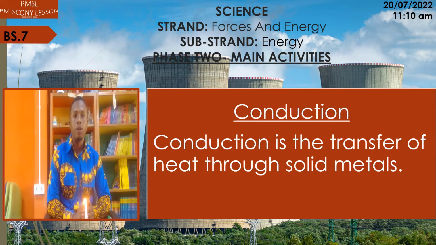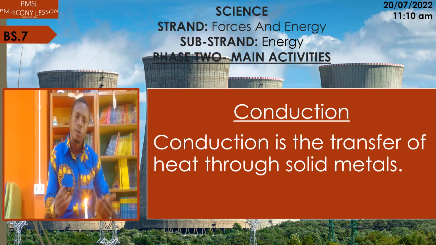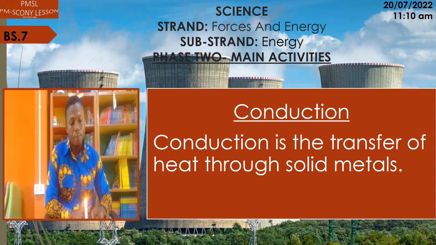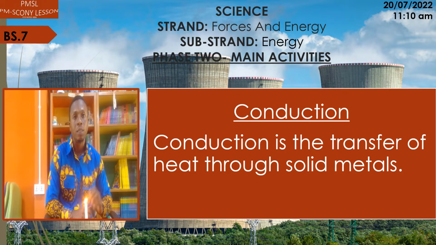We are learning about the meaning of conduction. As I'm saying, conduction is one of the modes of heat transfer. So what is conduction? Conduction is the transfer of heat energy through solid metals. So this tells that metals conduct heat. All metals conduct heat. And one metal which is in the liquid state is mercury. That is the reason why mercury is used in thermometers. It is used as a thermometric liquid.